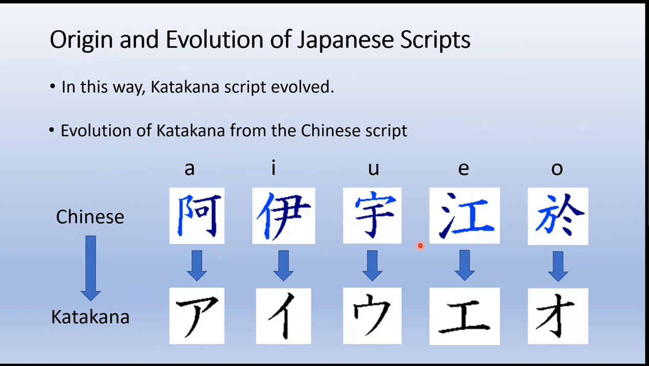The portion that has been marked with this light blue color has been taken to prepare the symbols of katakana. So this is how the simplified katakana symbols have been derived from the complex Chinese pictograms. And as I said, this basis was taken from the Indian Siddham language.